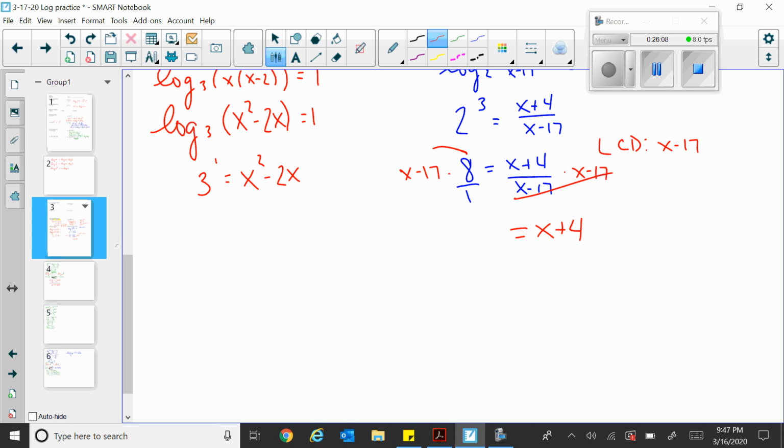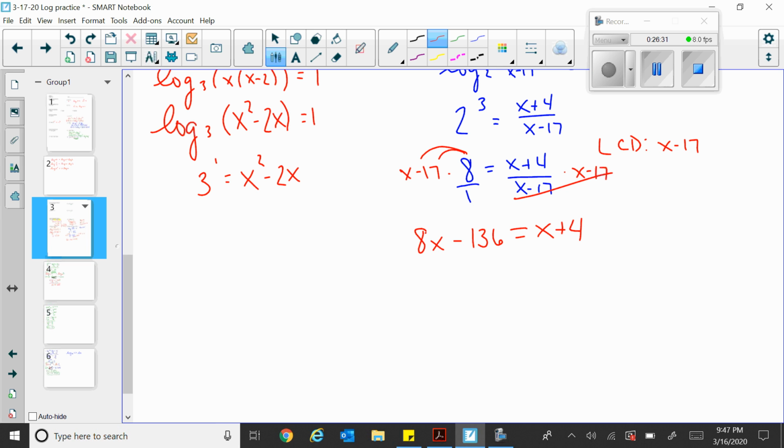And then here you got to distribute your 8. So this is going to be 8x. Well, it doesn't really look like much of an x. My handwriting on this thing is terrible. So thank you guys for just bearing with me. All right, so 8x minus, and then 17 times 8 is 136.